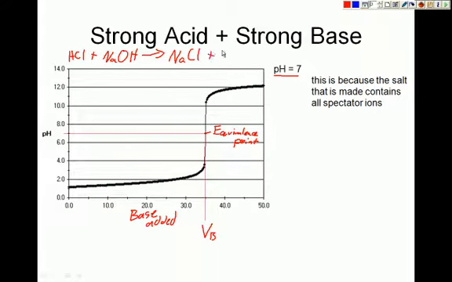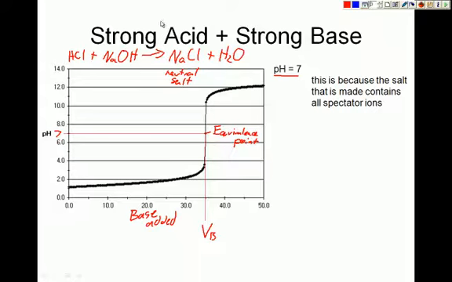NaCl and water. Now, water is, as we know, a neutral substance, and NaCl, well, Na is a spectator ion and chlorine is also a spectator ion. Since these are both spectator ions, this is a neutral salt. And therefore, our pH is going to be 7. Okay, so we see here at the equivalence point, pH is 7.